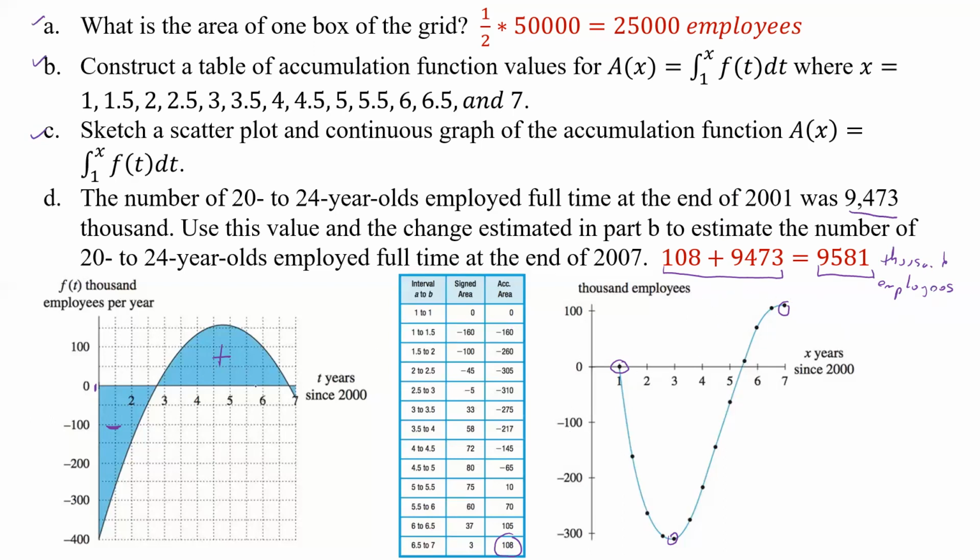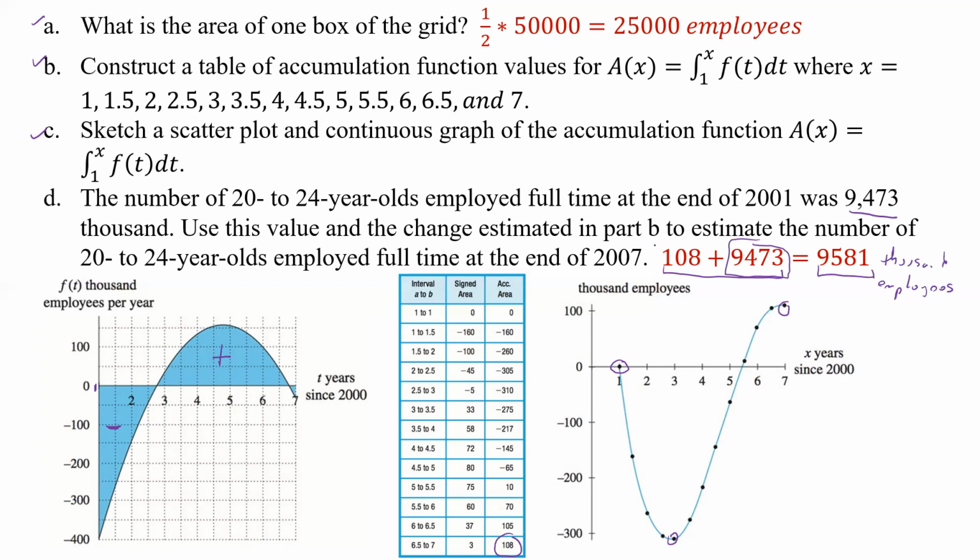Okay. And again, it's all based on our accumulation graph. We had to know where it went at the end, and we add it to what we had initially, and then we could get our total. Now, if they didn't give us our initial value, we couldn't do anything. All we could say is, well, it went up 108,000 employees, and that's all we could say.